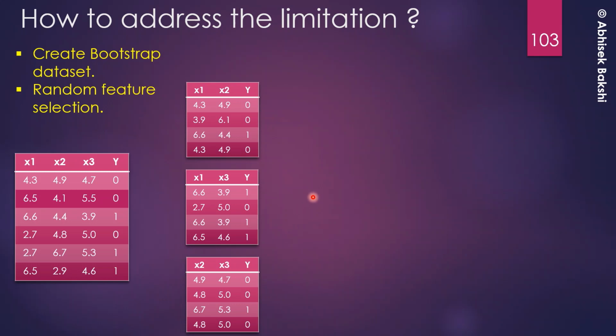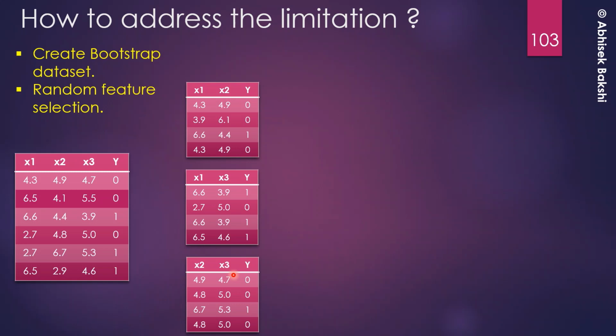So by repeating, by creating this type of sub data set, we are actually trying to make the decision tree independent of the original data set. Also, on the other side, if you look into the features in the sub dataset, you will see that the features are also not exactly the same for all the datasets. In one it is x1 x2, in another subset it is x1 x3, in another subset it is x2 x3.